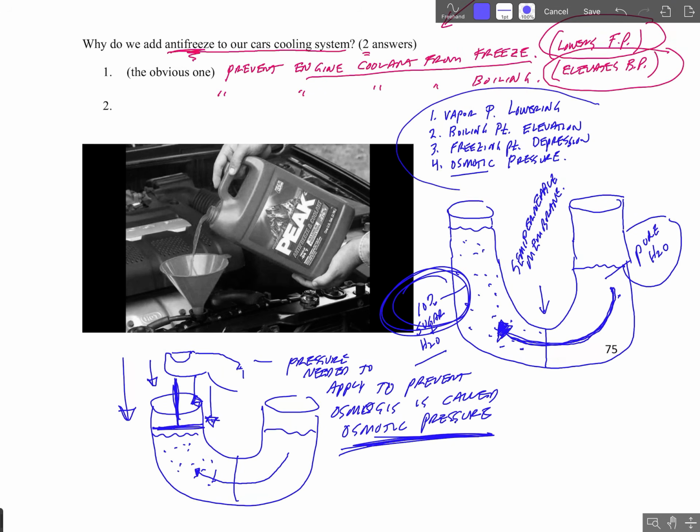You should be familiar with all four: vapor pressure lowering, boiling point elevation, freezing point depression, and osmotic pressure. Now, in a future chemistry class, you may quantify this, and you may do some calculations involving these colligative properties. But for this class, you just need to know what they are.